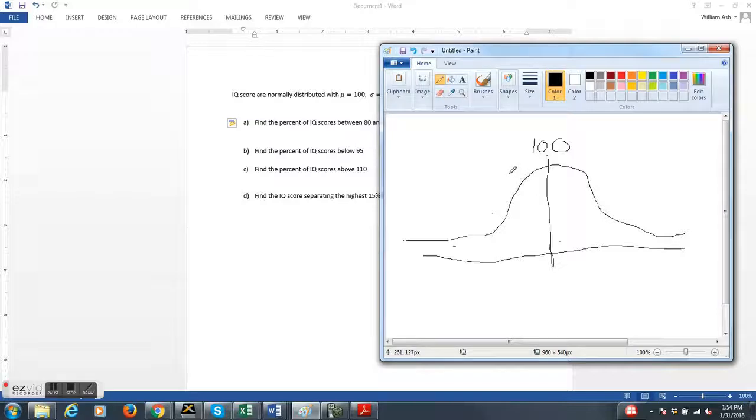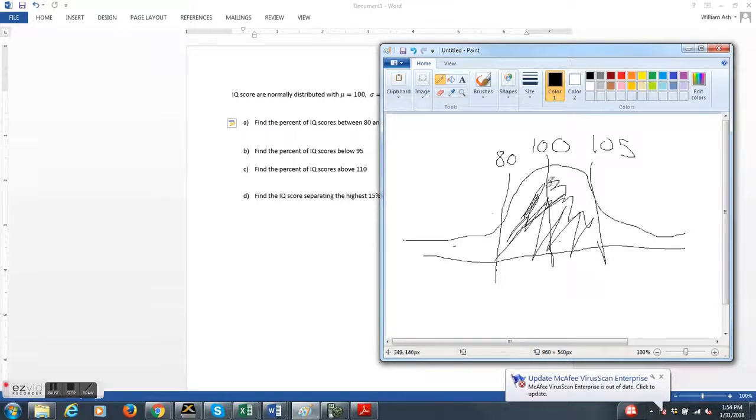So I want to go between 80, which I'll put over here somewhere, and what is it? 105, which I guess is over there somewhere. And I'm looking at this area right here. Okay, so before I'm going to do anything, just like the table, calculator table as well, I have to change these raw data, 80 and 105, into z-scores.